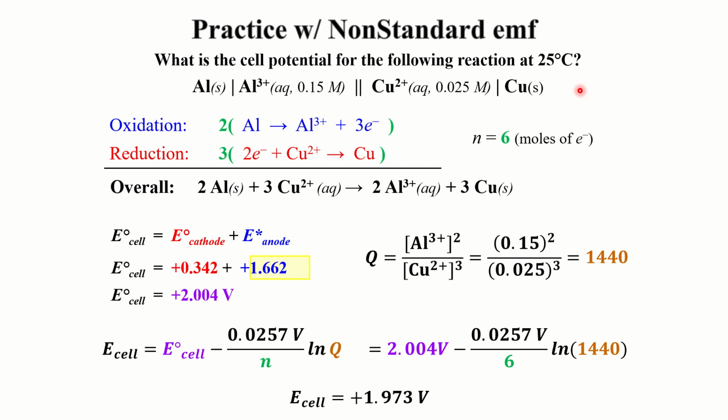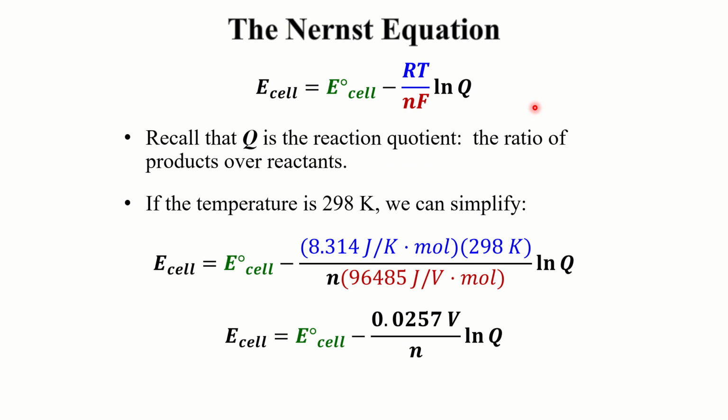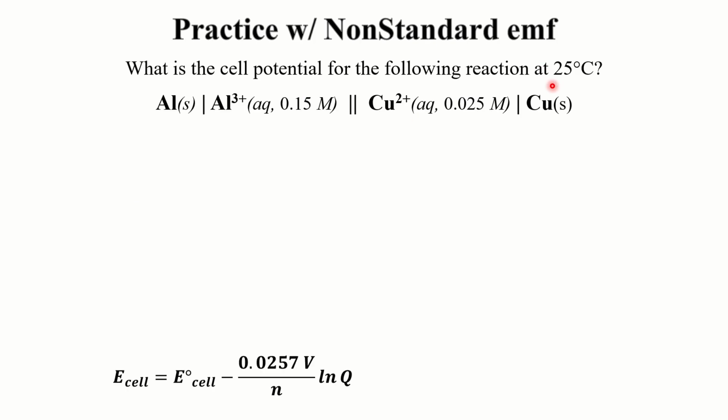The majority of the time, these questions will be at 25 degrees Celsius, and so you can use the simplified version of the equation, but if it's at a different temperature, you would want to use this version of the equation here, plugging in whatever your T value is in Kelvin, 8.314 for R, and 96,485 joules over volt mole for F.